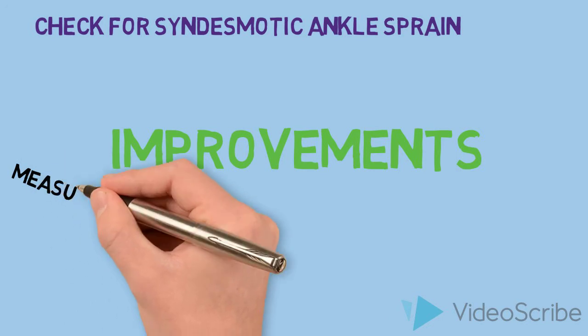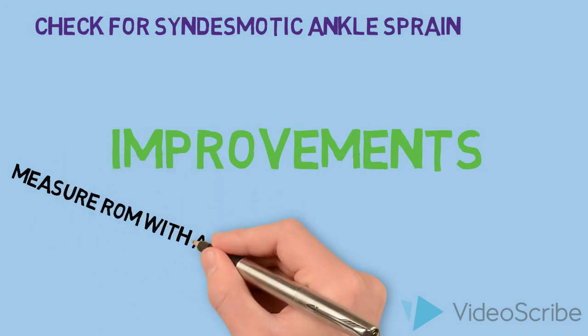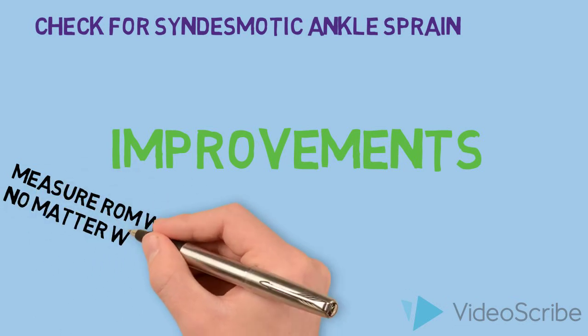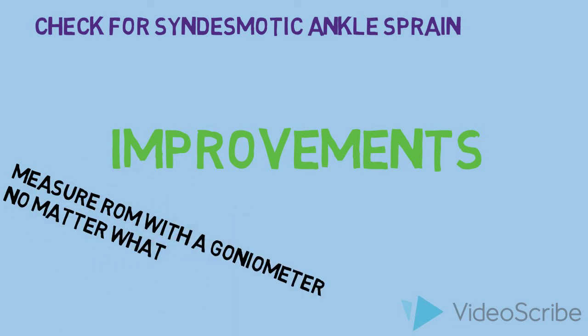Number 2. Measure range of motion with a goniometer no matter what. Range of motion is a clinically based outcome measure that is highly underutilized to help determine the patient's initial functional deficits and/or their rehabilitation progression. I should be utilizing range of motion to fuel my clinical decisions.